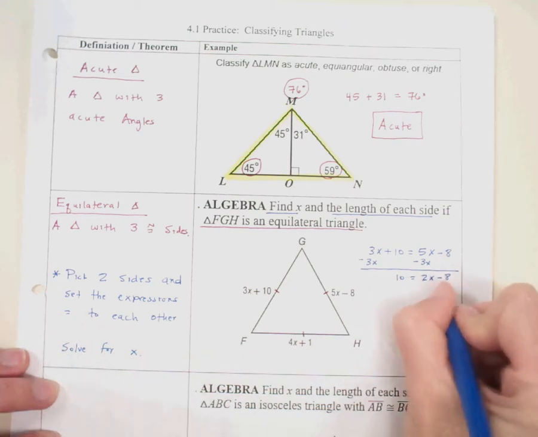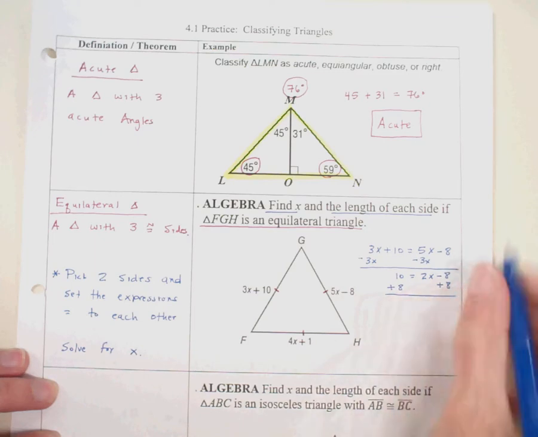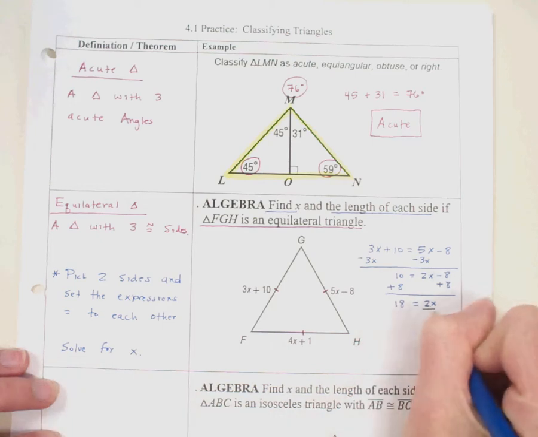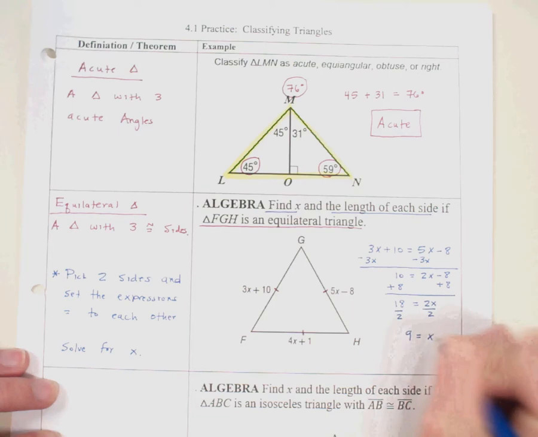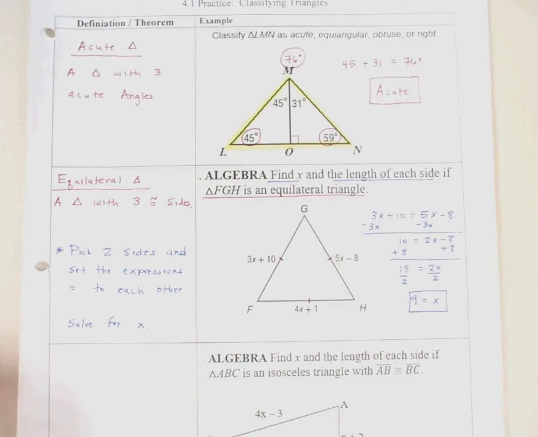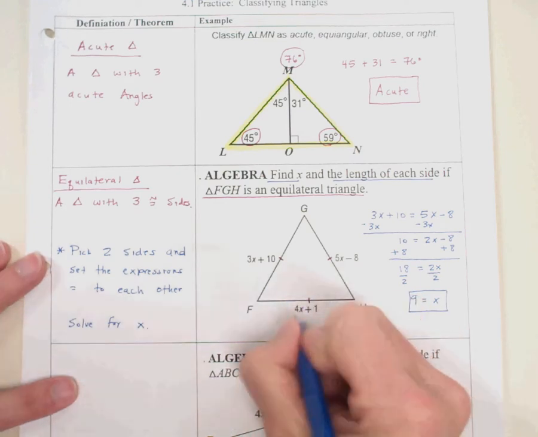Next, I can add 8 to both sides. So I have 18 is equal to 2x. Then I can divide both sides by 2, and x is equal to 9. Now that I have found x, I'm going to find the length of each side. So for the bottom, it's 4x plus 1. Since x is 9, I'm going to substitute.